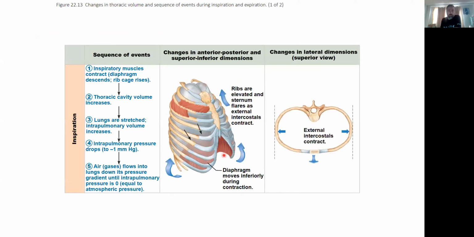And so that's going to be mostly these muscles here. So we think about the diaphragm pulling down, pulling the base of those lungs down. Here we've got the external intercostals. You can imagine it as these guys contract, they're going to lift the ribs up and out.